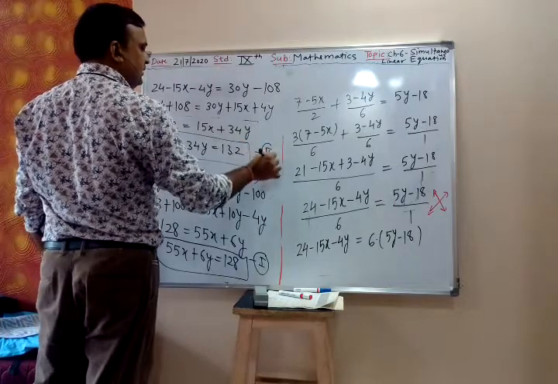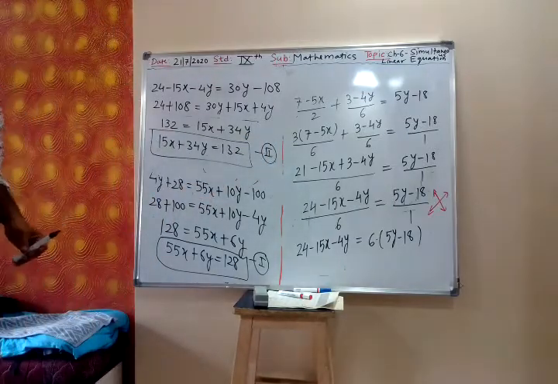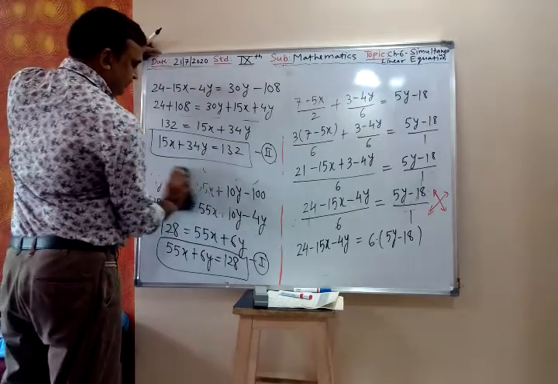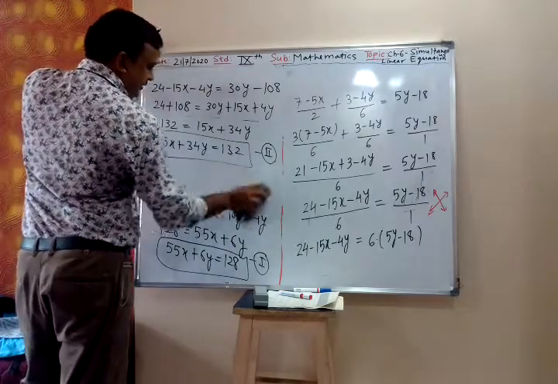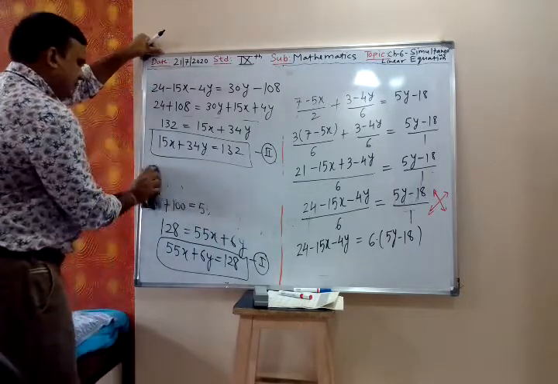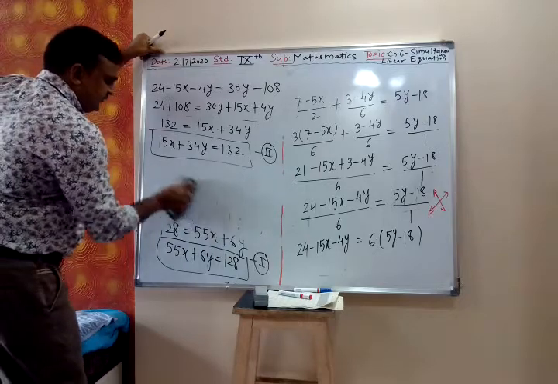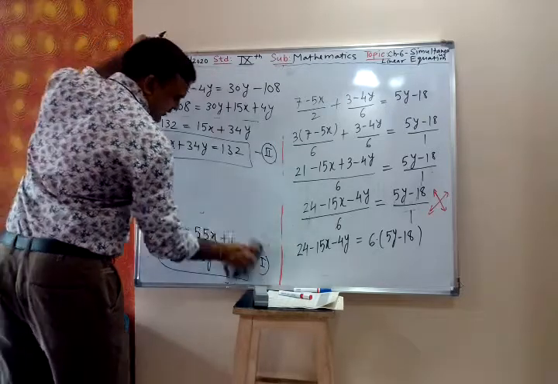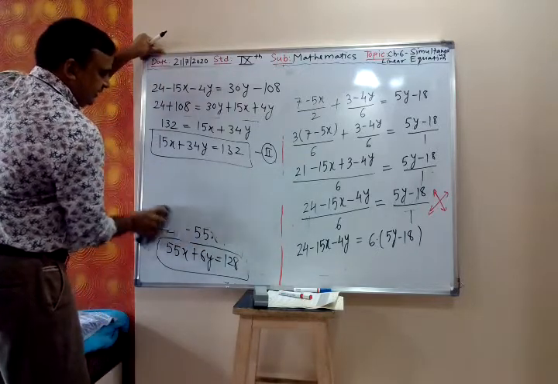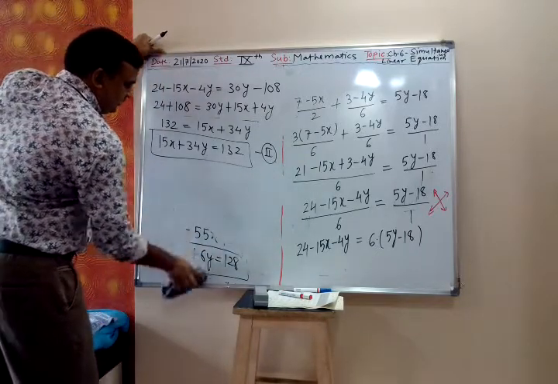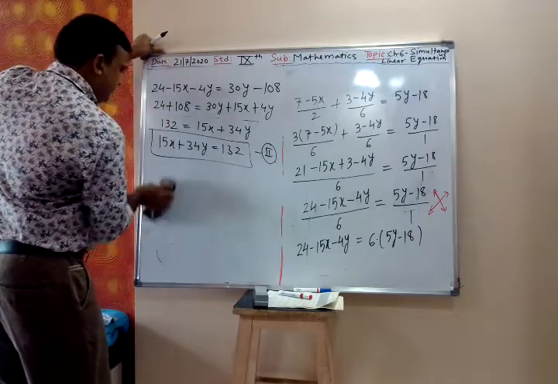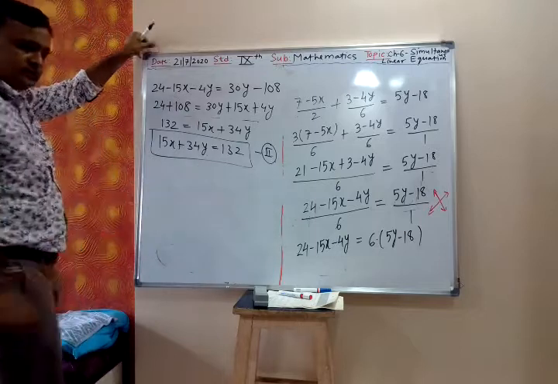Yes, the answer will come the same only. There will not be any fluctuation. See, if your calculation is correct and you are using the correct rules of mathematics, then the answer will be correct. Now let us solve equations 1 and 2 by the equating coefficient method.